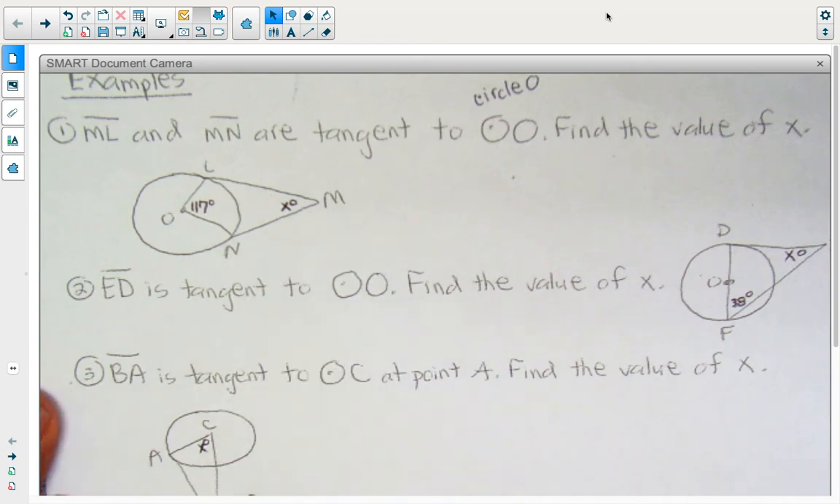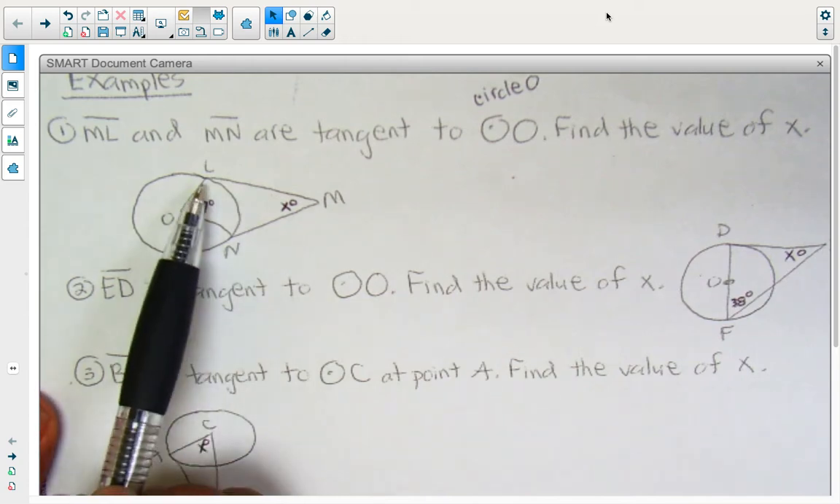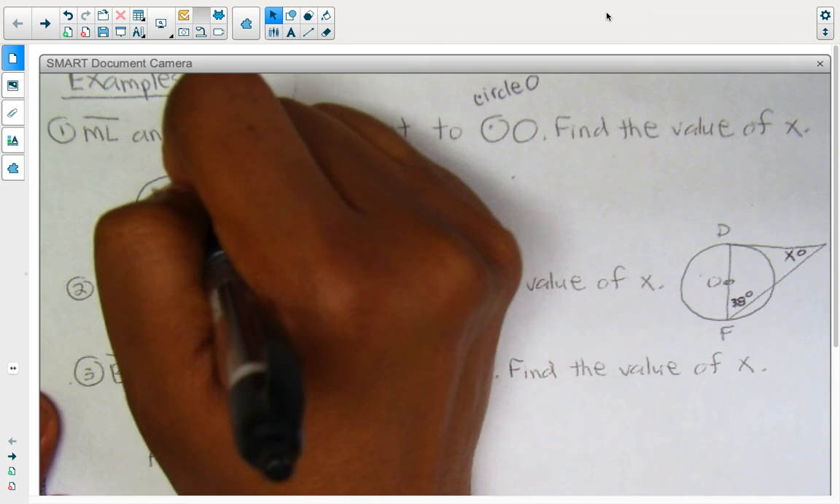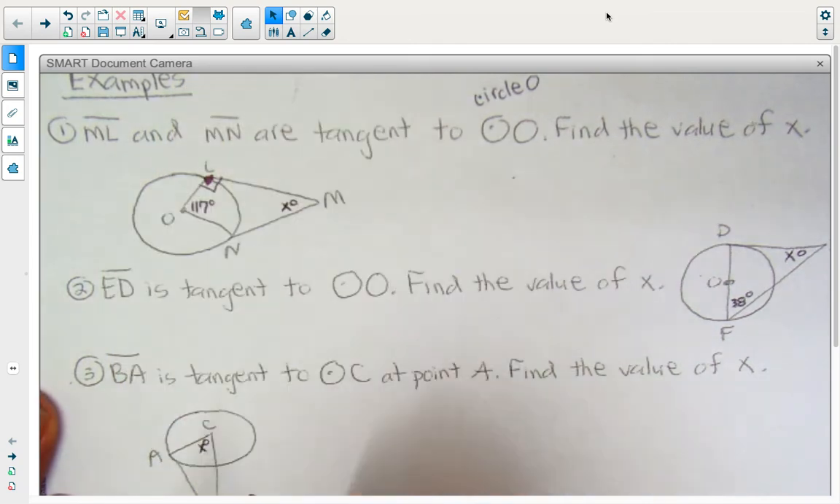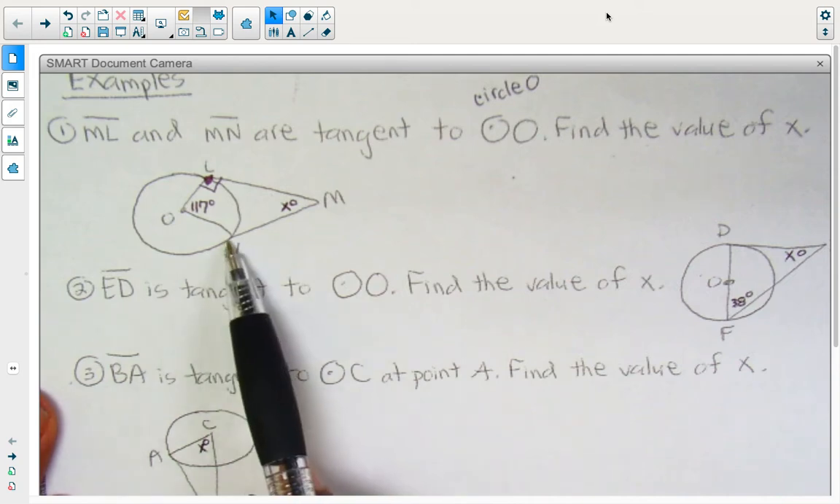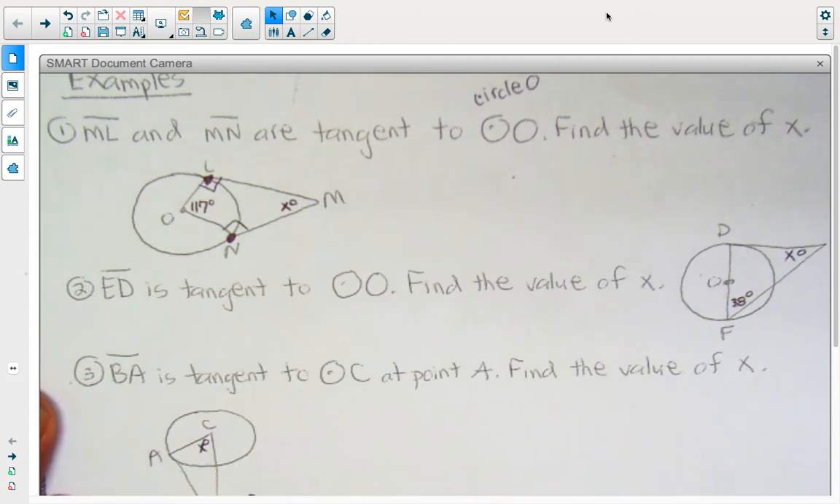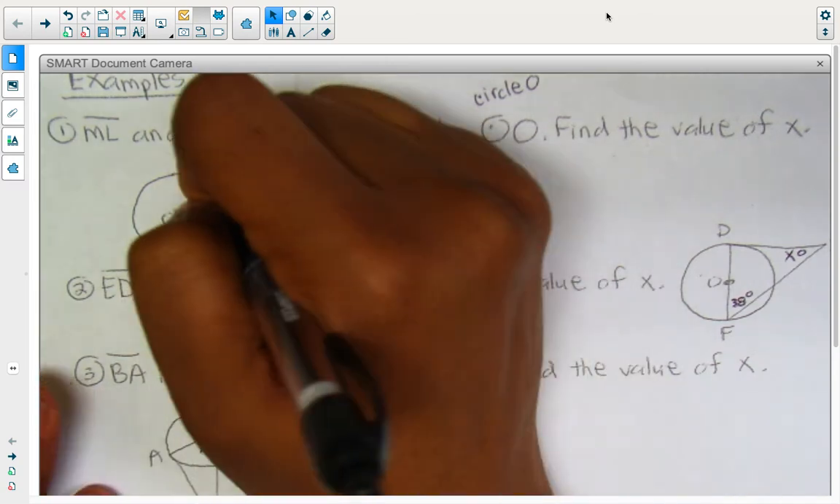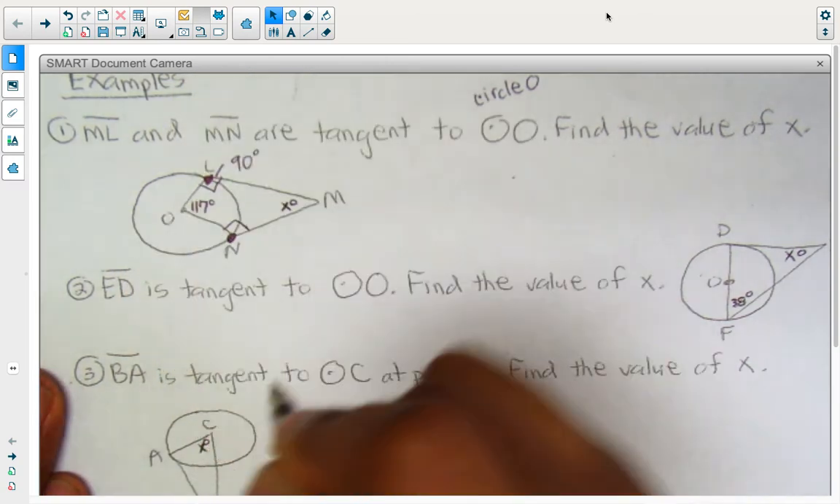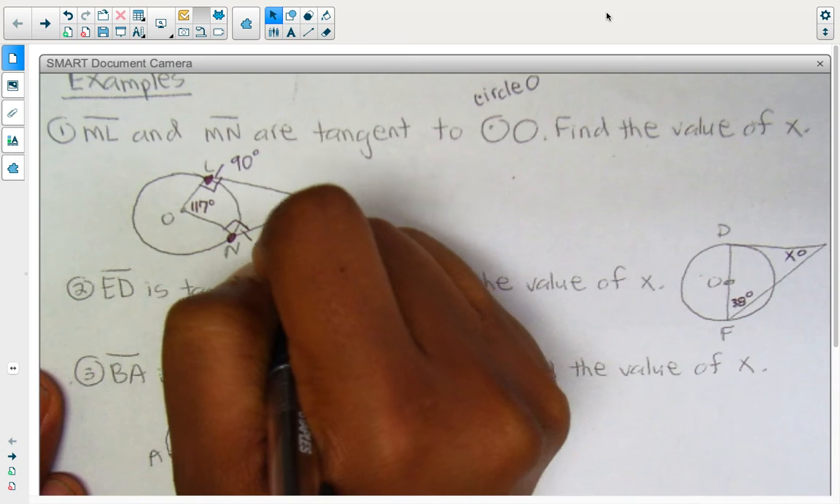Since I have 2 points of tangency, I know that they form a right angle. So it's tangent at point L, and I know that this forms a right angle. Regardless of my picture or whatever picture you've seen or will see, if you have a line that's tangent to the circle, it makes a 90-degree angle. N is also a point of tangency, so that is going to make a 90-degree angle. So points of tangency are 90 degrees. I know that this is 90 degrees, and I also know that this is 90 degrees.